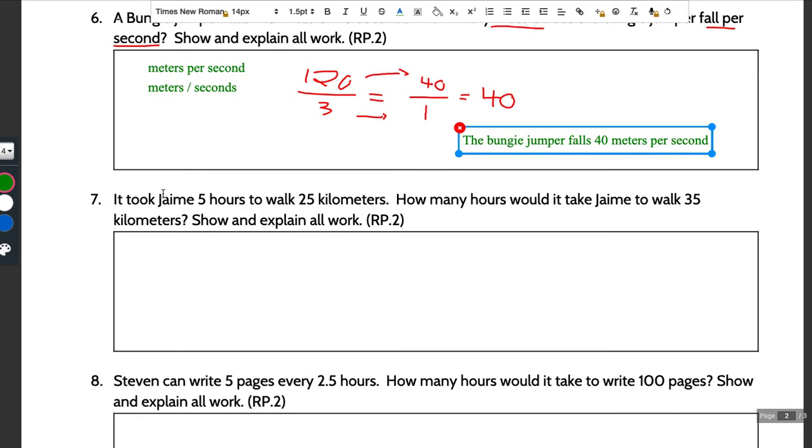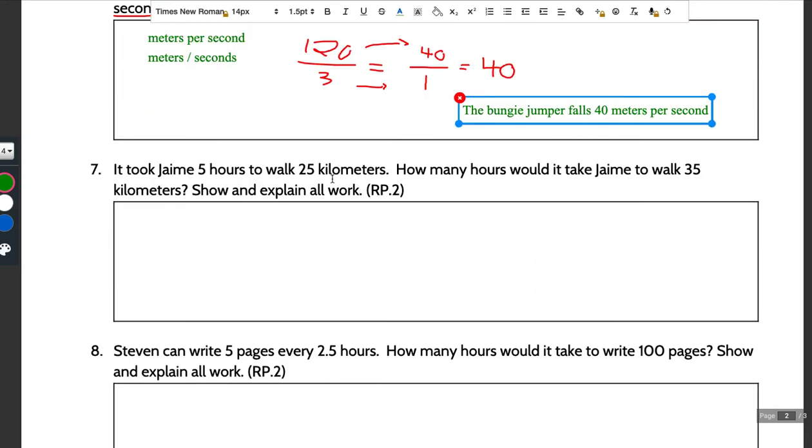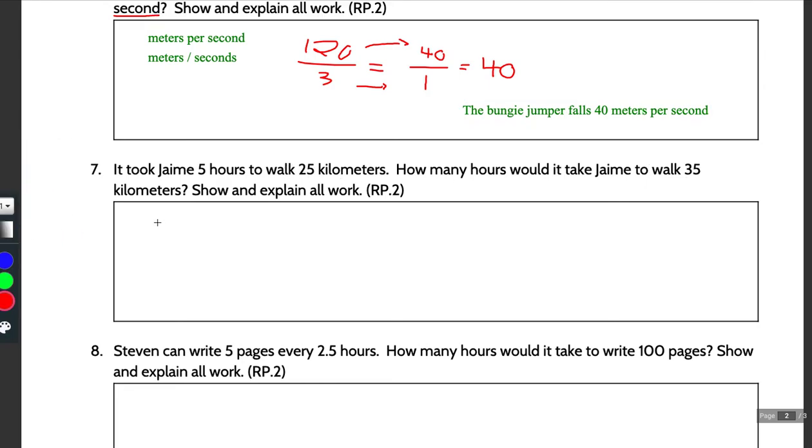It took Jamie 5 hours to walk 25 kilometers. How many hours would it take Jamie to walk 35 kilometers? So this right here is a little bit different than the one up here, because this one says per second, so it is asking us for just the unit rate, but this is asking us to figure out how long it would take to walk 35 kilometers if we know 25. So there's actually a couple different ways you could do this.